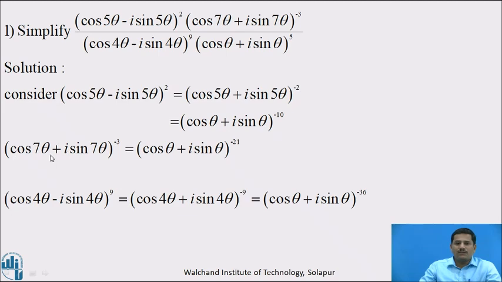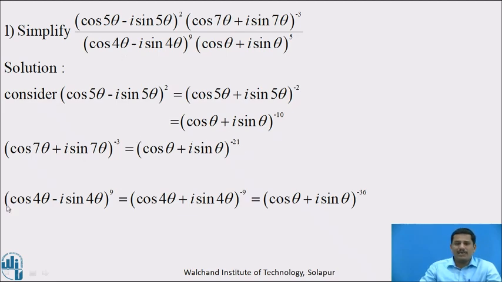Consider (cos 7θ + i sin 7θ)⁻³. Now applying de Moivre's theorem in reverse order, we get it as (cos θ + i sin θ) raised to, this 7 we have to write in the power, but in the power already −3 is present, so 7 into −3 is −21.